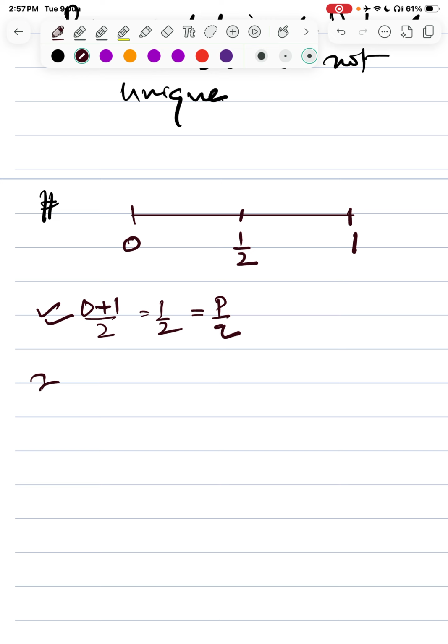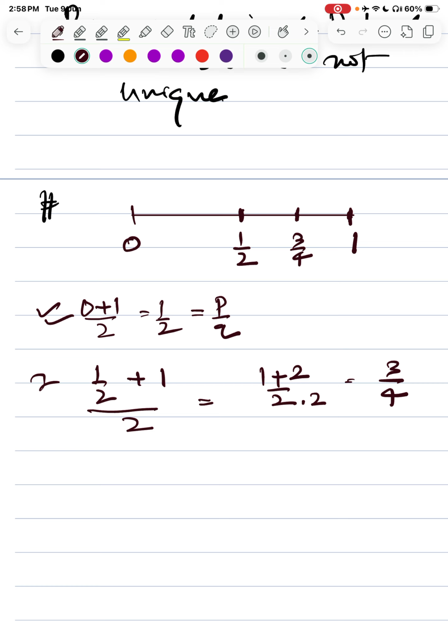Can you guess another number? Again, another very easy way, right? Now consider this number and this number. Now take 1 by 2 plus 1 and divide by 2. So that is 1 plus 3 by 2 into 2, that is 3 by 4. Again this lies somewhere here.